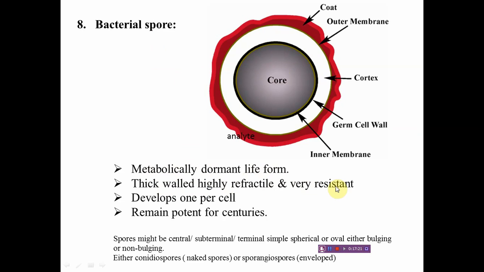So these structures are resistant to almost everything. They are resistant to extremes of cold weather and extremes of high temperature. These spores are resistant even to toxic chemicals. Sometimes they are resistant to the presence of toxic chemicals like phenol or some acids. Sometimes the spores protect the cell DNA or some sensitive enzymes from radiation.